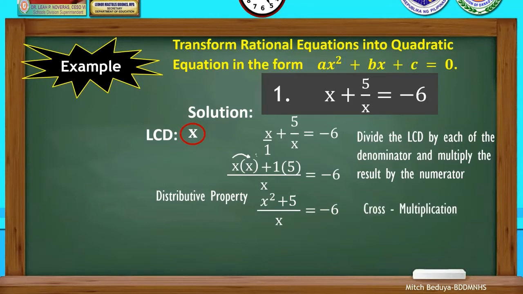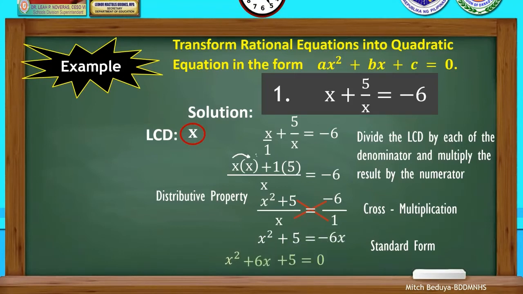Then, cross-multiply the result, or x squared plus 5 is equal to negative 6x. The standard form of (x plus 5) over x equals negative 6 is x squared plus 6x plus 5 equals 0.